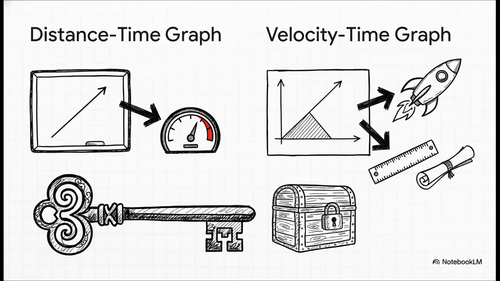Well done. So, let's quickly summarize what we learned today. For a distance time graph, the slope gives us the speed. For a velocity time graph, the slope gives us acceleration, and the area under the graph gives us the distance. Remember these 3 key points. Mastering these graphs is absolutely essential because they form the foundation for the next topic we will study, the 3 equations of motion.